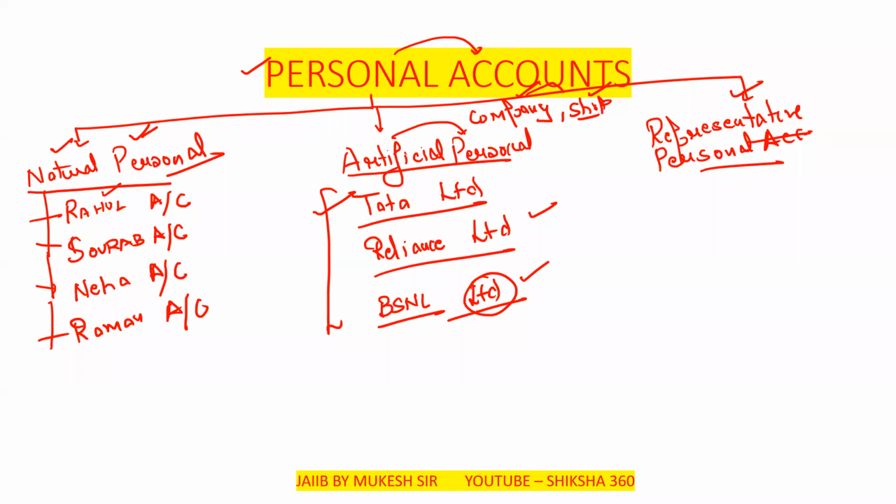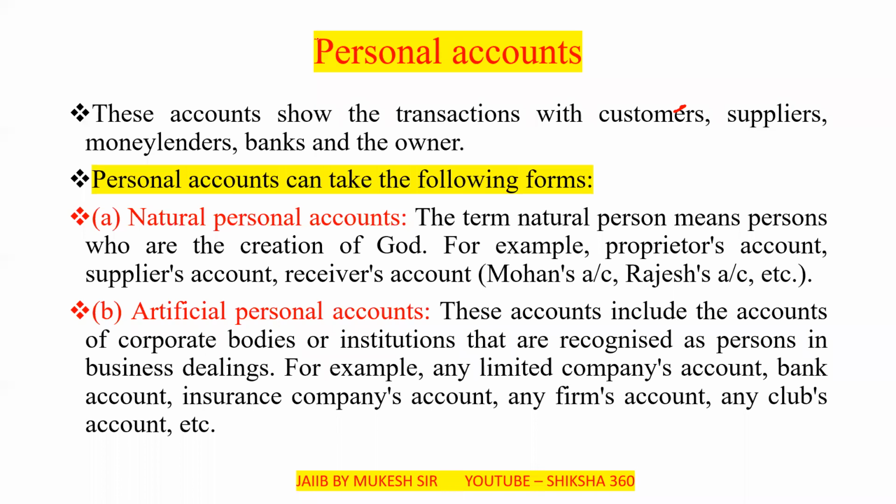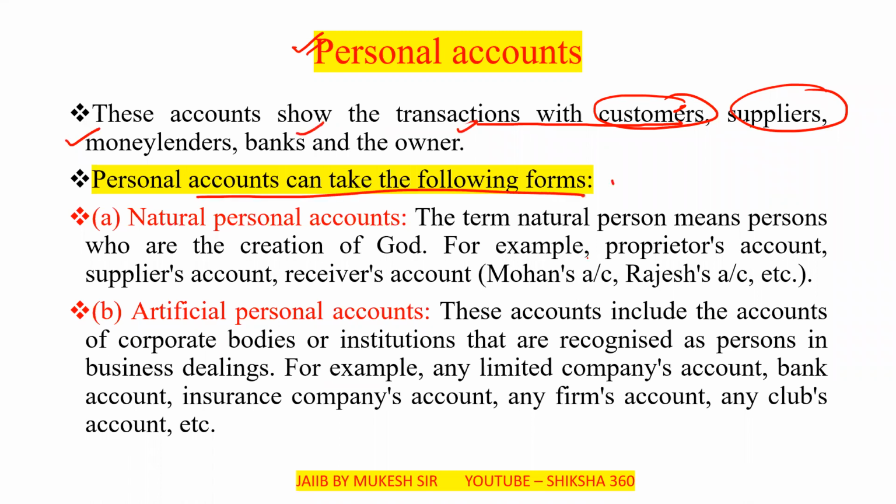I will tell you how it works. So now let's discuss personal accounts. These accounts show the transactions either with customers, suppliers, money lenders, banks, and the owner. So personal accounts can take the following forms. A personal account is divided into several different forms. The first one is the natural personal account.